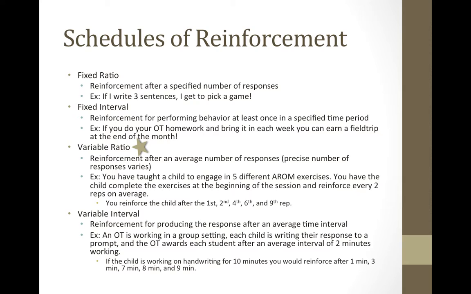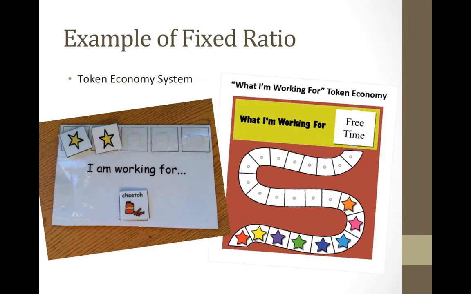The variable ratio is starred because that is the most effective schedule of reinforcement. So if you think back to the gambling, which can be pretty addictive, that's a good way to help remember that, because the more you do it, the more likely you are to earn something. An example of a fixed ratio that we use a lot in occupational therapy is a token economy system. So I have to earn 5 stars doing whatever it may be, and then I can earn, I think that says Cheeto. So you can earn a Cheeto if you complete, let's say, 5 sentences.